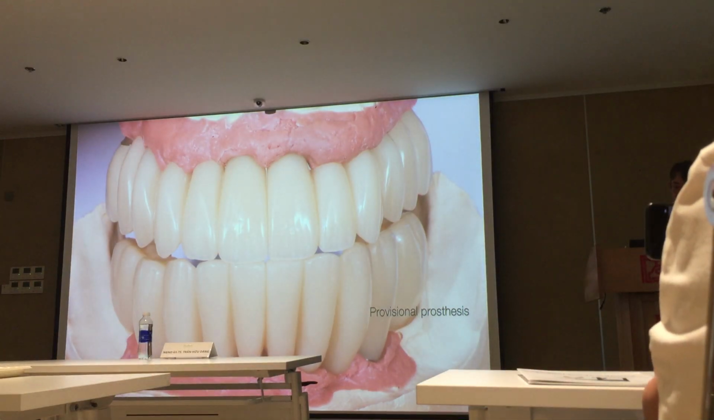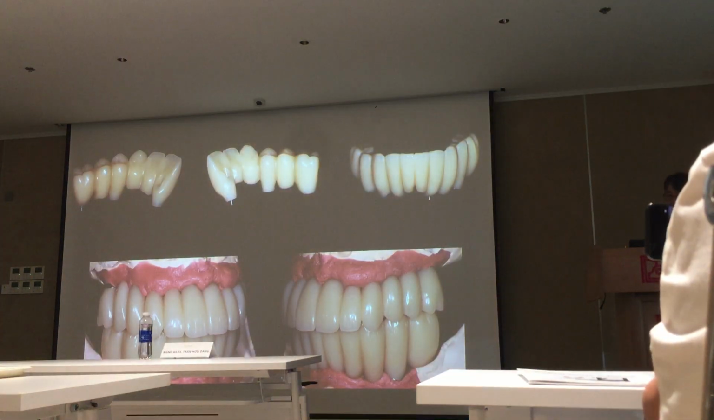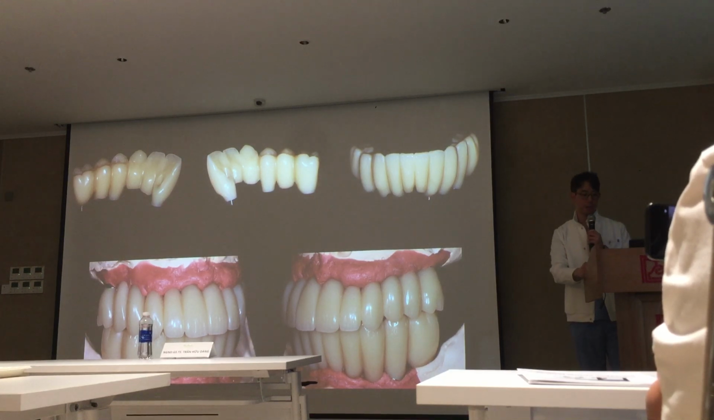So back to my case, the provisional prosthesis was made and delivered to the patient. This is the lateral view of the provisional prosthesis. And the prosthesis is in accordance with the pre-established occlusal plane with adequate occlusal scheme.